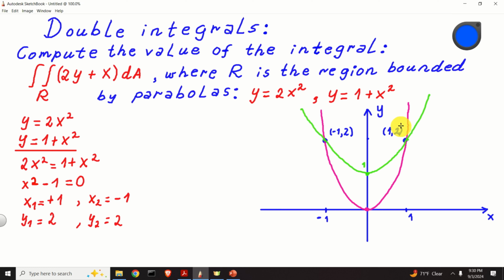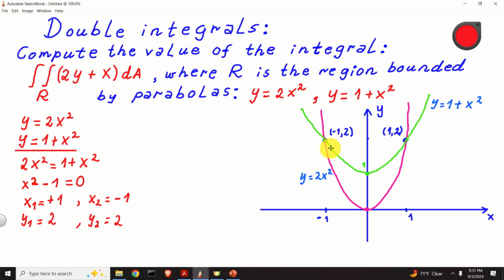And to avoid any possible confusion, let's write equations next to the curves, that is next to our parabolas. This parabola over here has the equation y is equal to 1 plus x squared, and this parabola over here has the equation y is equal to 2x squared. Perfect. The region R is bounded from the top by the parabola y is equal to 1 plus x squared, and from the bottom by the parabola y is equal to 2x squared. And let's sketch this region in the plane.